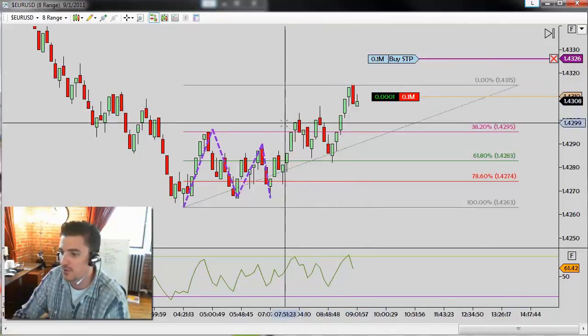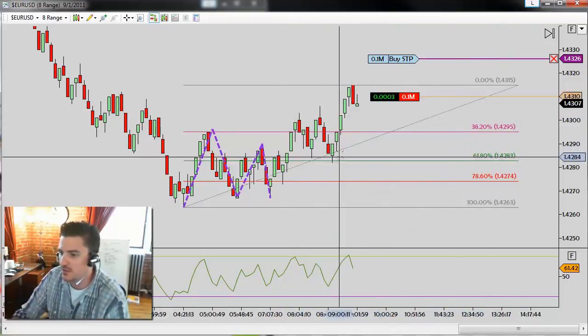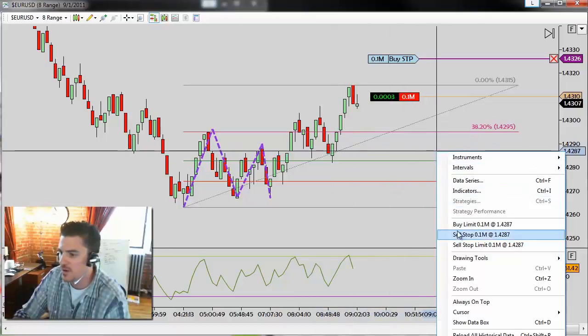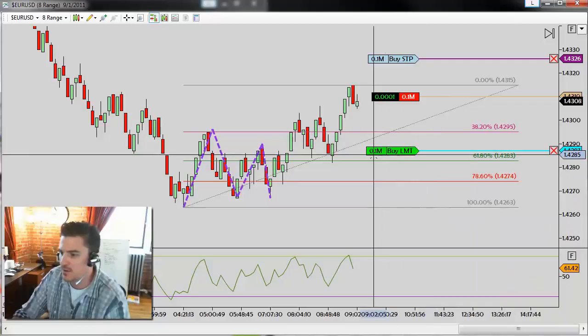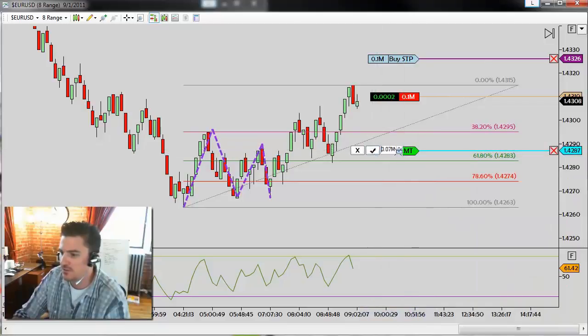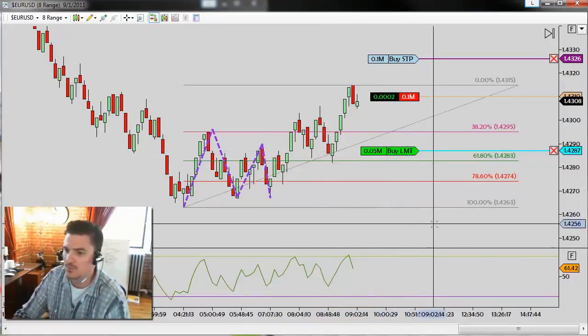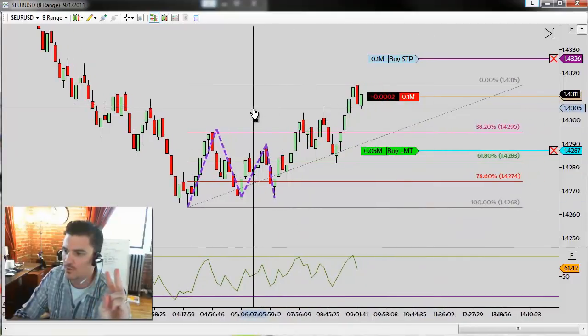I have to make some assumptions here, but as you can see, 1618, you can see the structure that occurred right here. I'm going to look to take off half of my position right here, so I'm going to buy limit here. I'm going to take off half my position. I'm trading a single lot, so half of that would be half a lot. So I'm in a sense trading 2 half lots here, guys, for those of you who are trying to understand this.